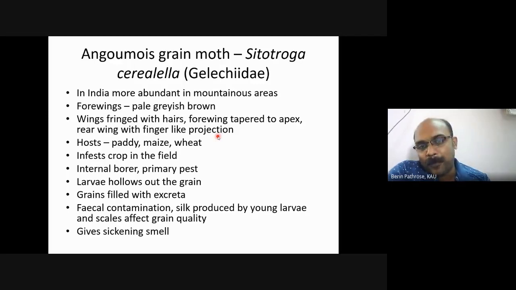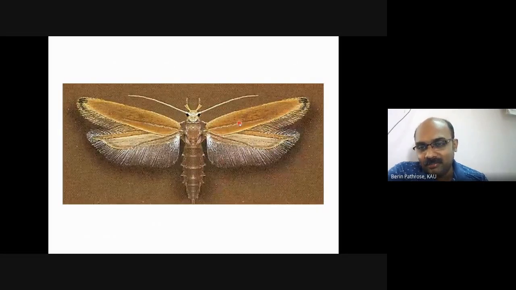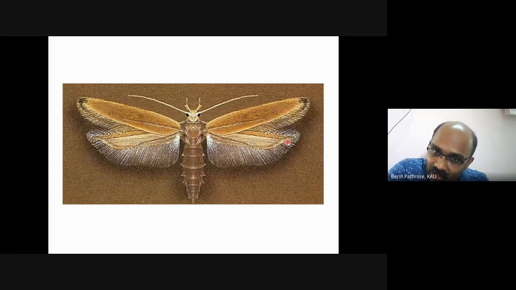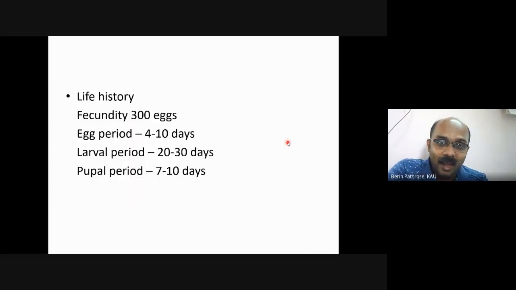And the forewings are pale grayish brown in color. With respect to the hind wings, they are fringed with hairs. You can see the hind wings are with hairs, and on the hind wing you can see a finger-like projection pointing towards the tip of the hind wing. The hind wing is pointed towards the apex. So those are a few typical features of Sitotroga. Hind wings are fringed with hairs, and the hind wing has a finger-like projection towards the apex.